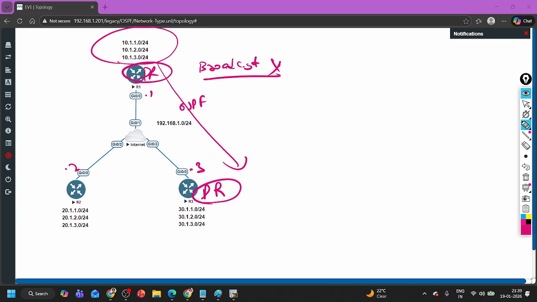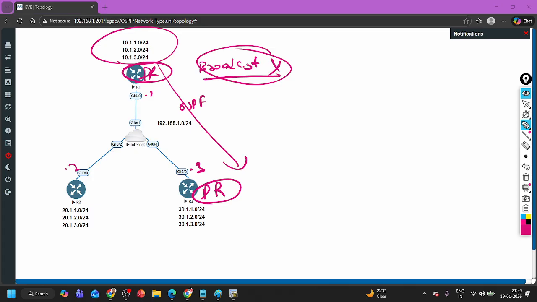No, still it will form a neighborship, right? It will give the routes. But it will not communicate directly. It will communicate via router 1 to router 2, router 3. Still, hub and spoke cannot communicate. Spokes cannot communicate even if the hub router is the DR router.